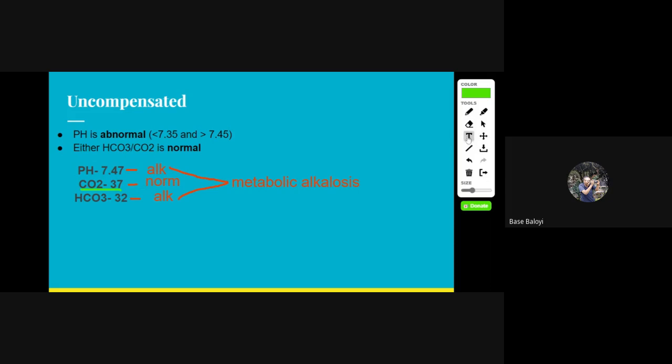If the carbon dioxide is normal, we are going to say that this gas is uncompensated. Remember, with your uncompensated, in a nutshell, what I'm trying to tell you is that an ABG is uncompensated if one gas is normal. In this example that I've given you, it is the carbon dioxide that is normal, hence making this ABG, which is a metabolic alkalosis, uncompensated. I hope you understand.